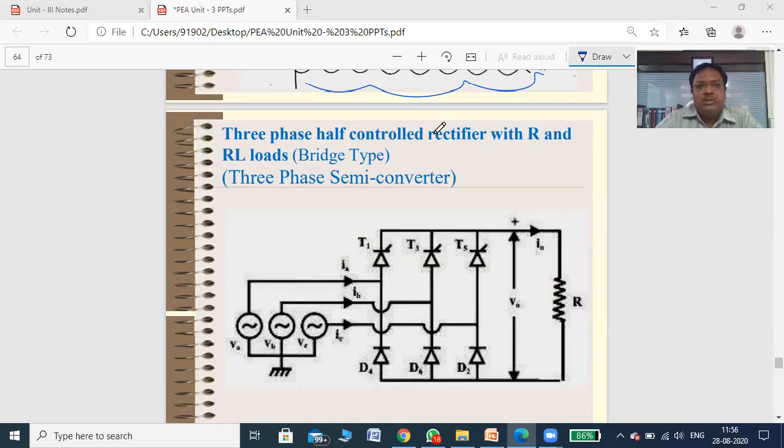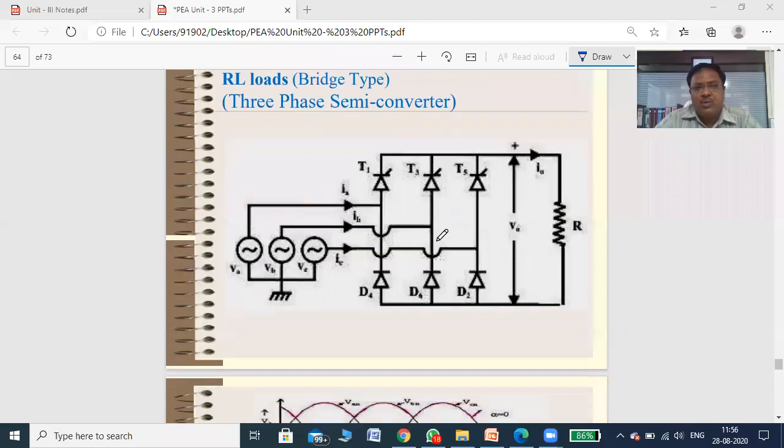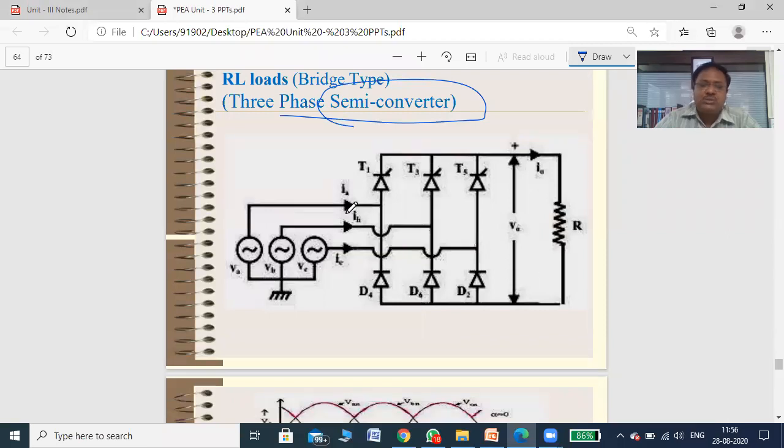Then the next one is the three-phase half controlled rectifier with R and RL load. That we have also seen. This is also called a semi-converter, because we are using SCRs and diodes. The explanation or working of this circuit we have already discussed. If anyone wants to explain from your side, you can explain. Otherwise, I'll just repeat and then go to the next one.